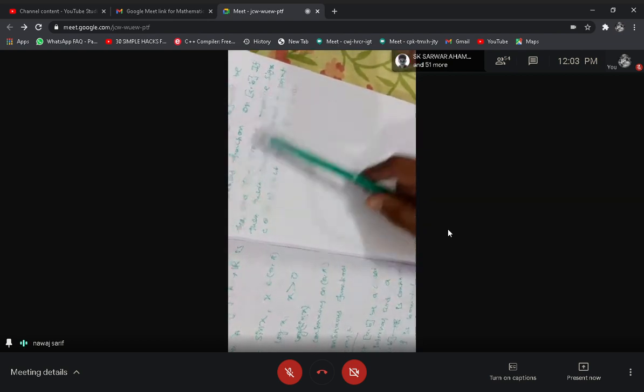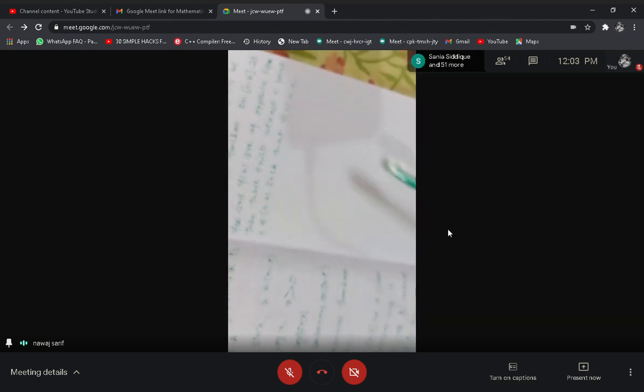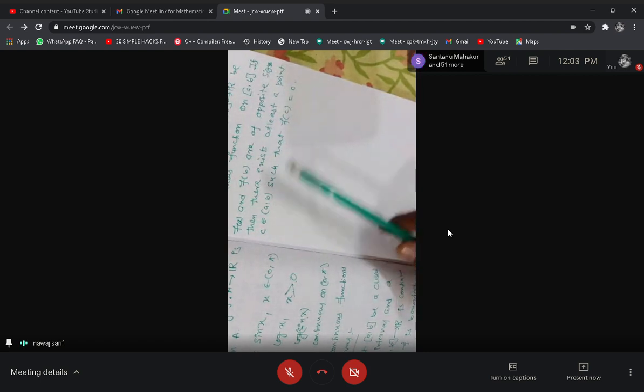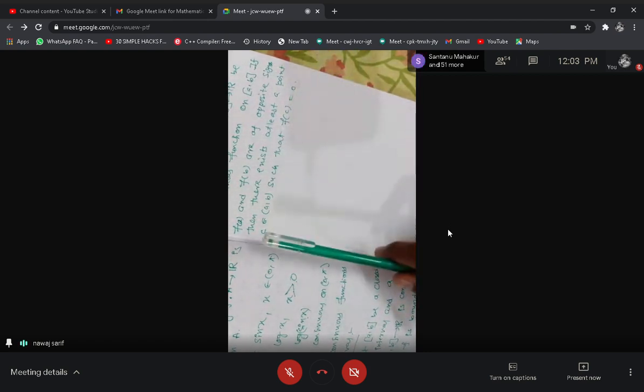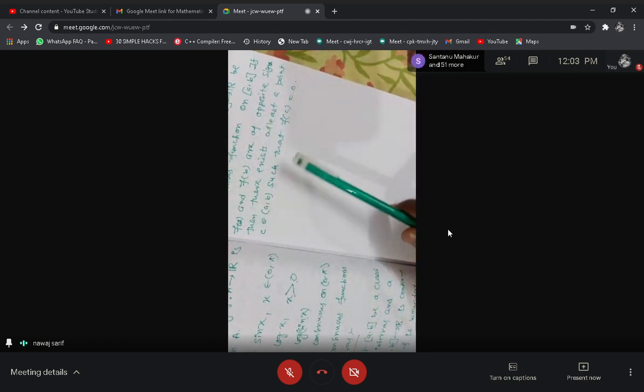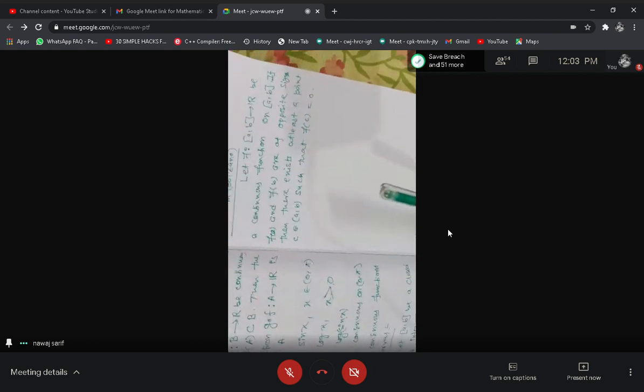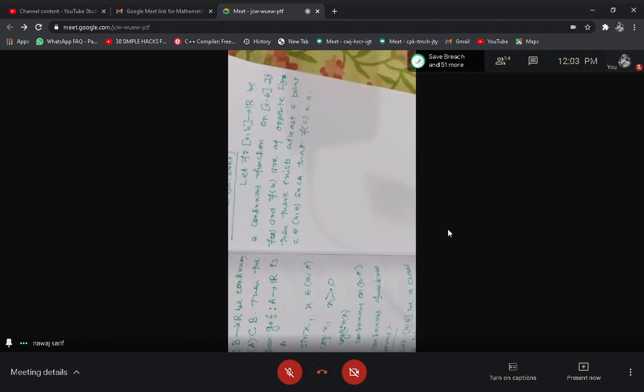Can you say what is the meaning of this theorem? This theorem tells us if f(x) is a continuous function on a closed interval, and f(a) and f(b) are of opposite signs, then there exists at least a point in this interval such that f(c) equal to 0. What is the meaning of this theorem?